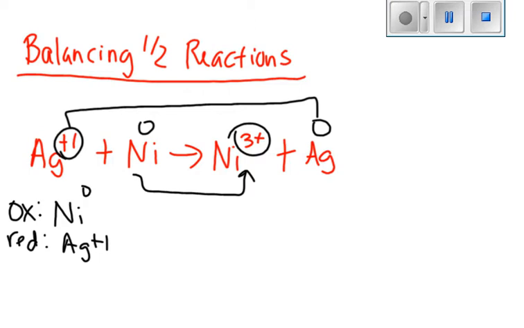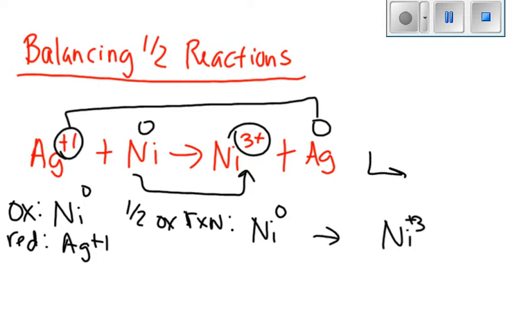In the last video, we showed you how to write a half reaction for oxidation and reduction. So let's look at the half oxidation reaction. Okay, we have nickel is oxidized. So on the reactant side, nickel is 0. On the product side, nickel is +3. When you're oxidized, you're becoming more positive, and you need to put your electrons on the product side to balance it out. So we have one nickel. We're balanced in terms of mass.